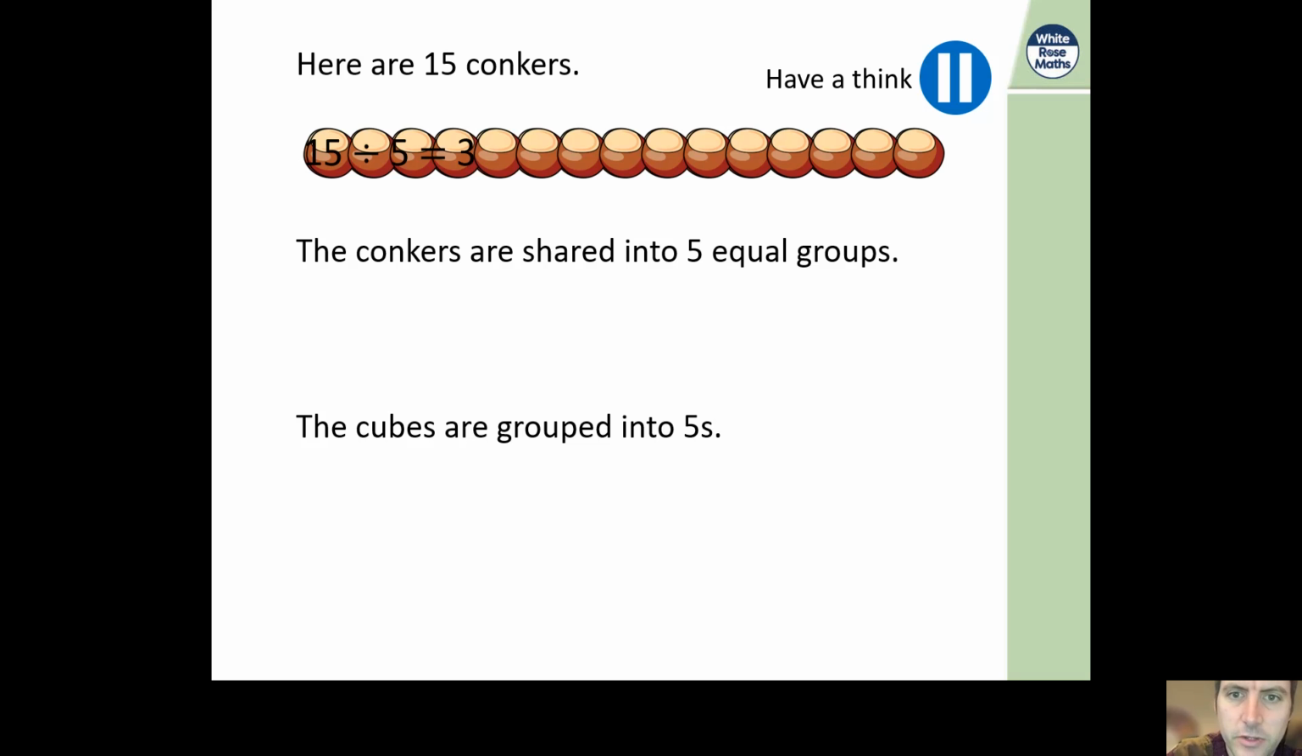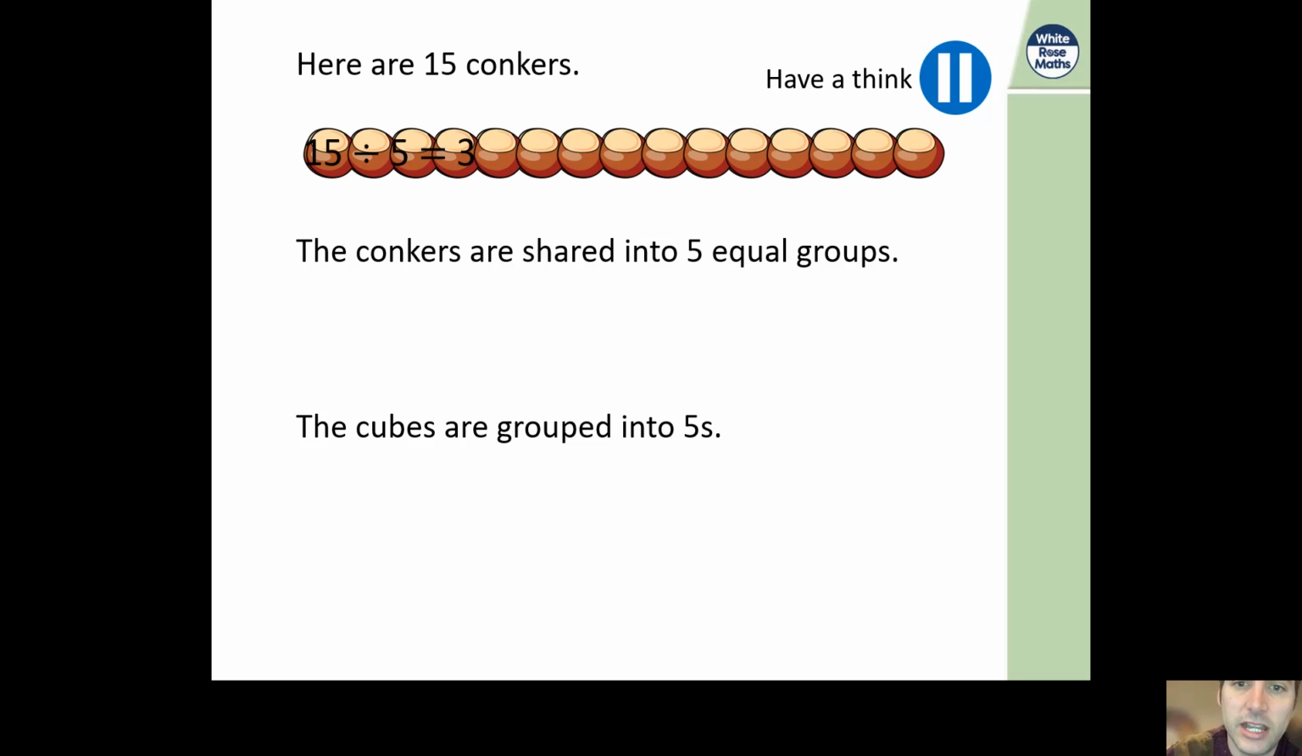So we can see as we go through how many we end up with. And eventually you see that those 5 equal groups are going to have 3 conkers in each, so 3, 3, 3, 3, and 3. And they're equal. We can see they're all the same. Although they're slightly differently orientated, all of them have 3 in.